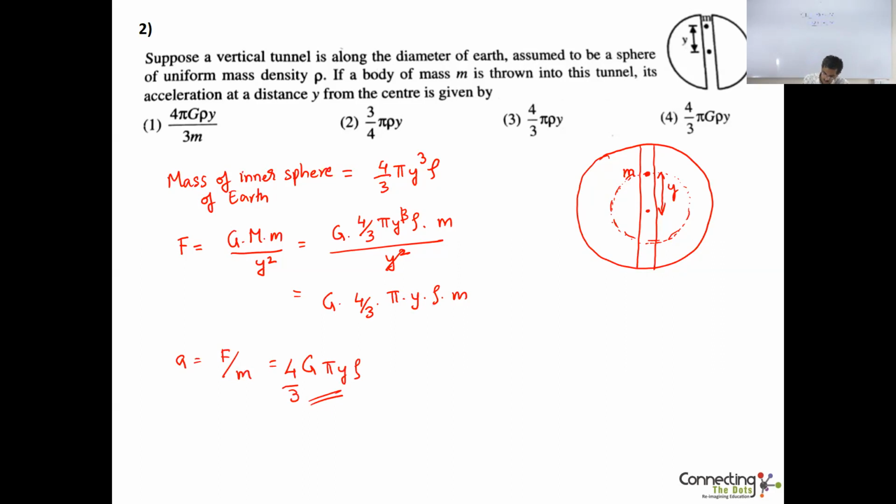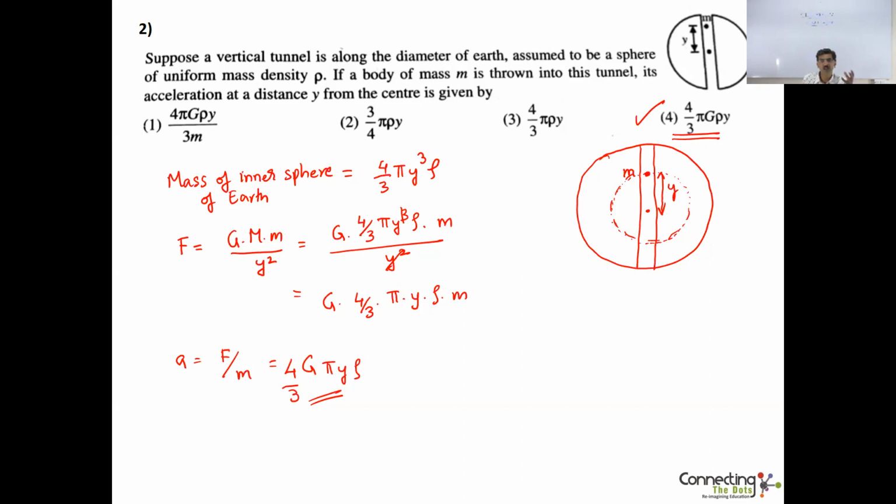That is the answer. 4 by 3 G pi y rho. So this is the correct answer.